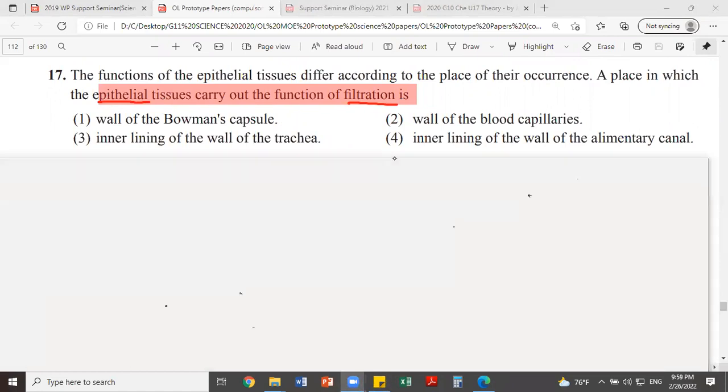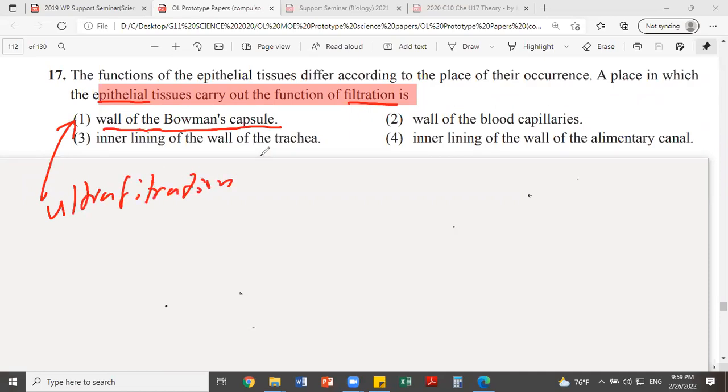I'll ask the answer from Abdullah, Ash, Faiz, Ayad, David, Anit. First one. First answer. Very good, all of you are correct. The answer is the wall of the Bowman's capsule. Very good, excellent. Ultrafiltration. What happens in the nephron? The first step, ultrafiltration.